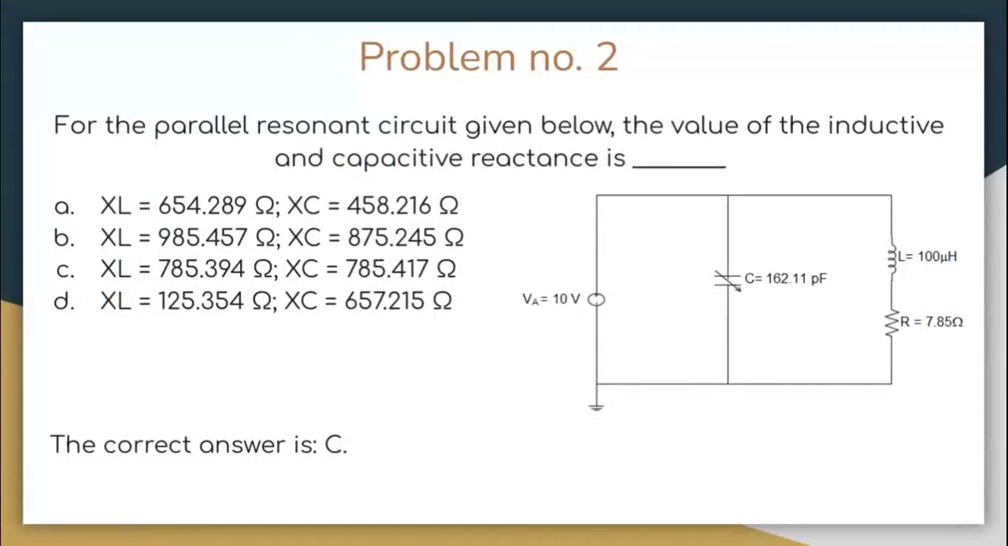Problem number 2. For the parallel resonant circuit given below, the value of the inductive and capacitive reactance is blank. As shown in the picture, VA is equal to 10 volts, C is 162.11 pF, L is 100 uH, and R is equal to 7.85 ohms, and the correct answer is letter C, 785.394 ohms XC, 785.417 ohms. End of my report.